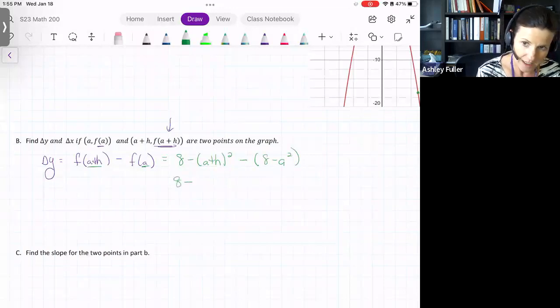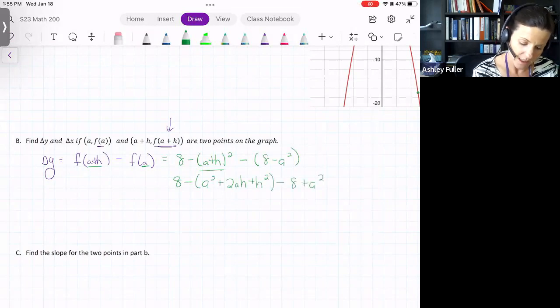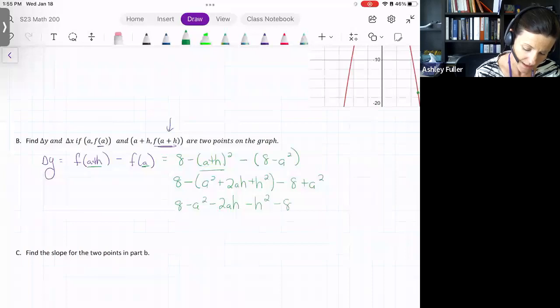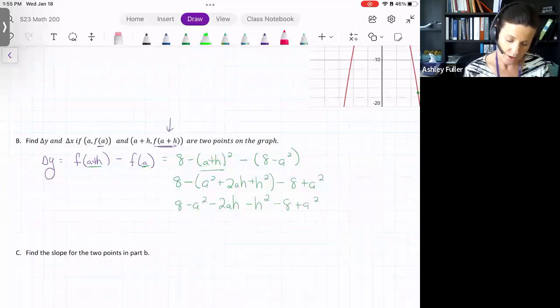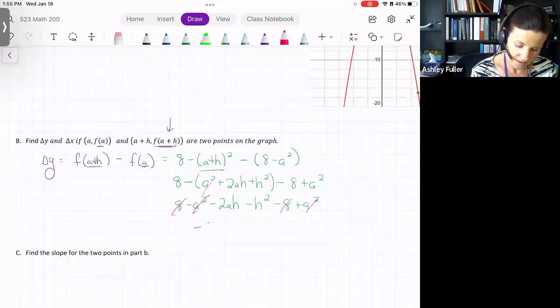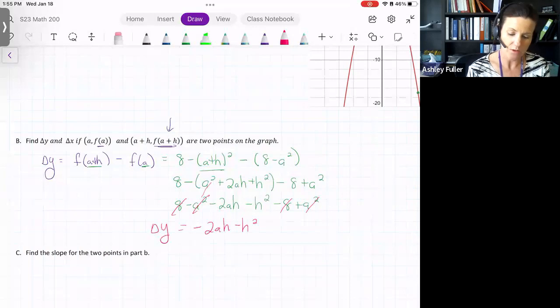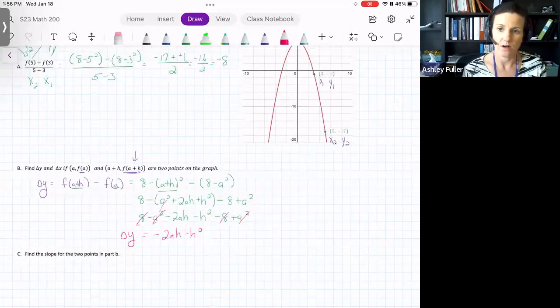This gives us 8 minus, when we FOIL this, a squared plus 2ah plus h squared, minus 8 plus a squared. As I distribute the negative, I get 8 minus a squared minus 2ah minus h squared minus 8 plus a squared. Notice several things cancel here, and I'm left with negative 2ah minus h squared. This is the equivalent for the change in y for any 2 points on this graph.